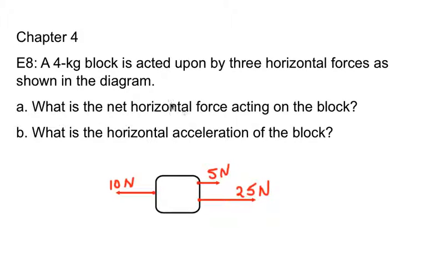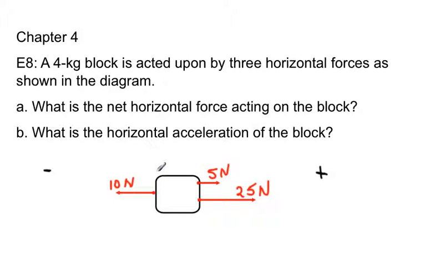the right. So what I want to do is say if I'm going to the left, this will be negative. If you go to the right, you're positive. I could just as easily say this is positive and this is negative. It's just for me to be able to add these forces together because I'm going to do letter A first. What is the net horizontal force acting on the block?